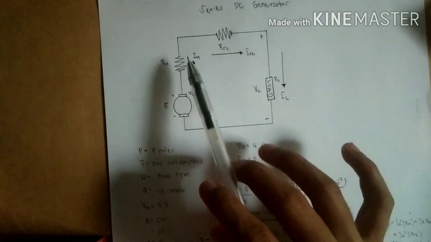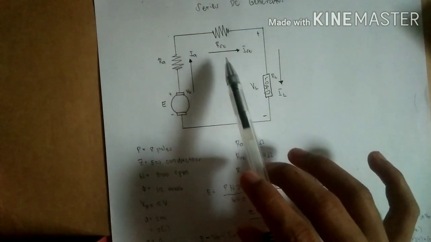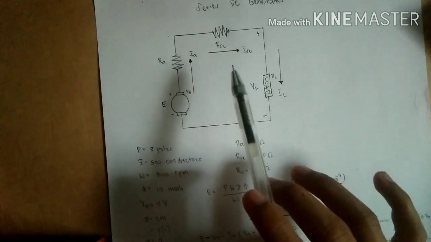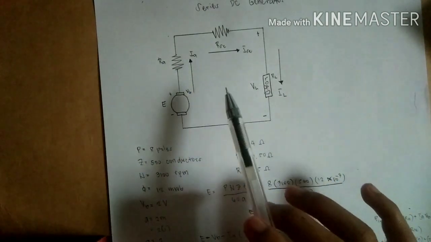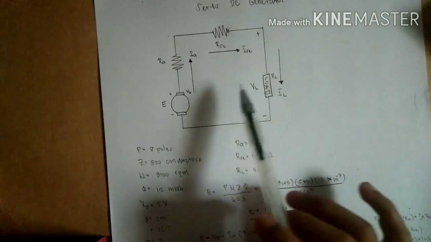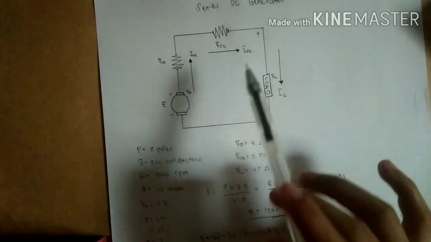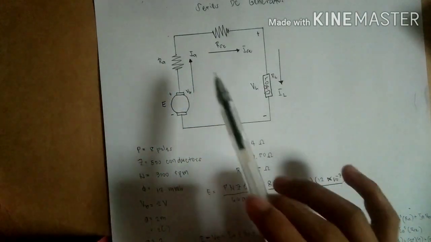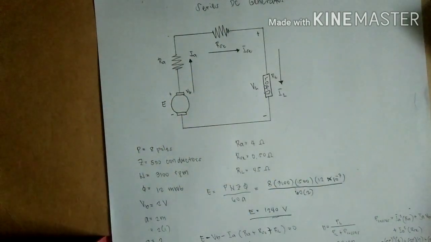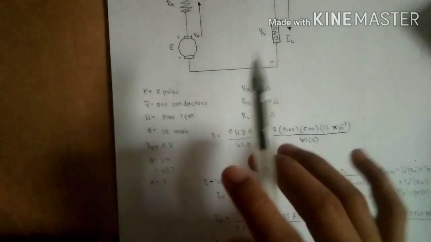In this case, since it is in series, IA is equal to ISE, or the series field current. Also the load current is equal. So IA is equal to ISE is equal to IL. Since it is in series form, let's start with this diagram.